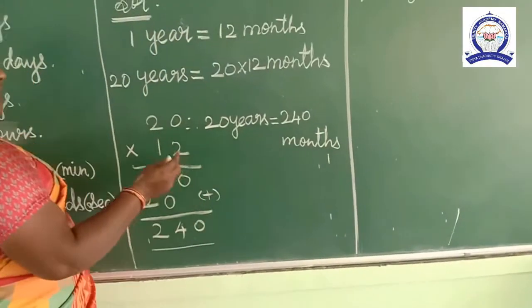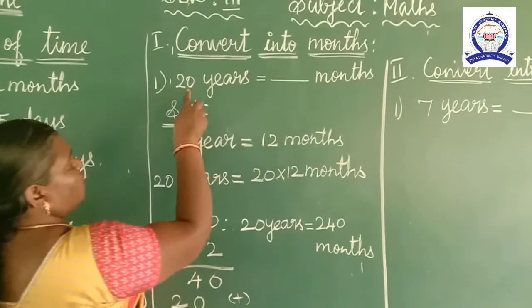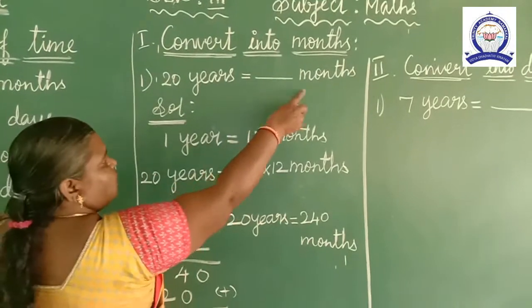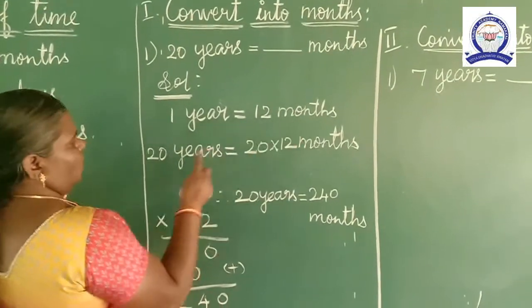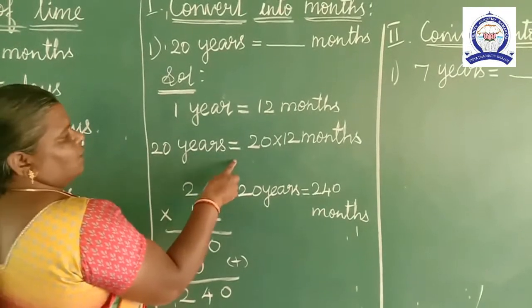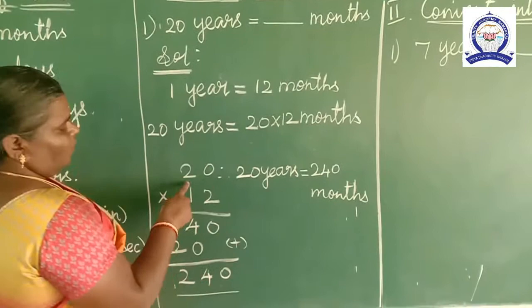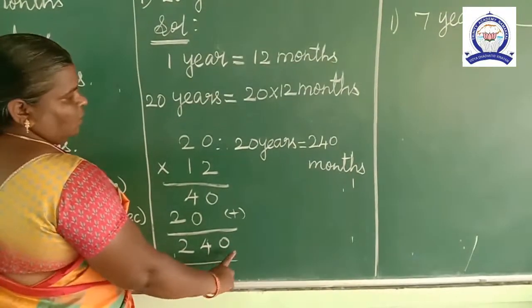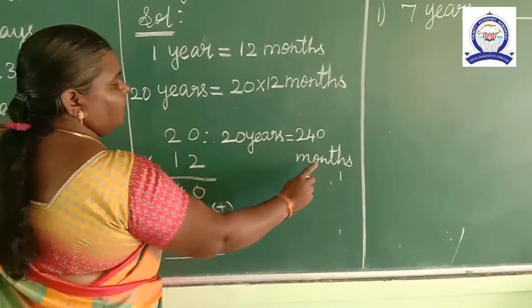I say again children, what is the sum? Convert into months. 20 years equal to dash months. 1 year equal to 12 months. 20 years equal to 20 into 12 months. To multiply 20 into 12, we get the answer 240. Therefore, 20 years equal to 240 months.